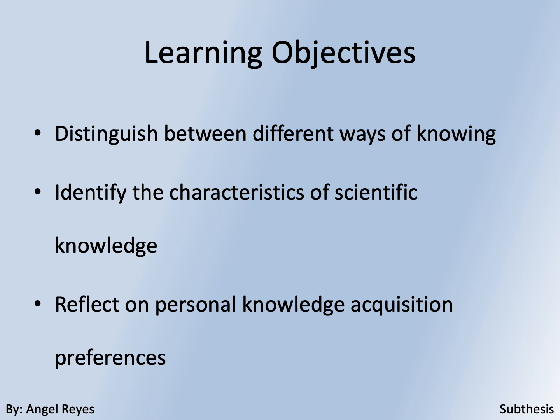By the end of this lesson, you'll be able to distinguish between different ways we have acquired knowledge, identify the specific characteristics that make scientific knowledge distinct from other forms, and reflect on your own preferences and patterns in knowledge acquisition. Understanding these foundations will help you approach research with greater awareness of epistemological assumptions.